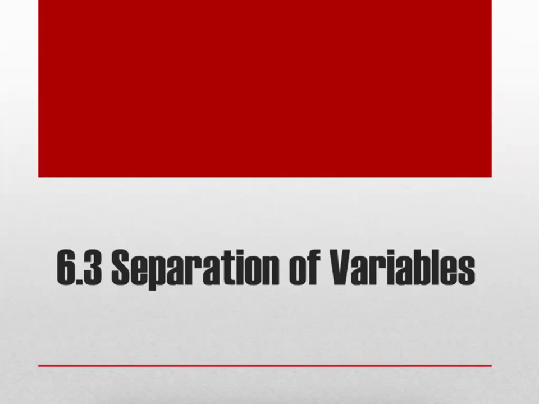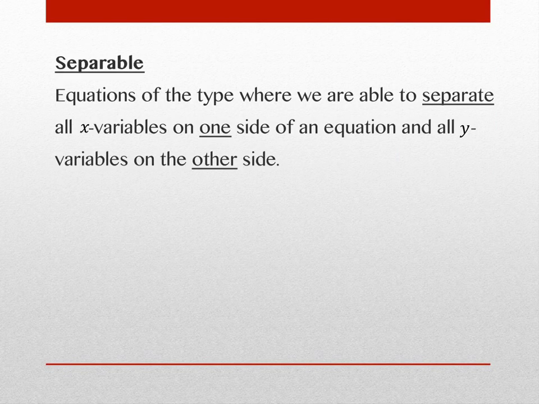All right, section 6.3, we're taking a look at something called separation of variables. There are some types of equations where we're able to separate the x's and y's. These equations are called separable. So we can separate all the x parts on one side, all the y parts on the other side, and we're able to do some sort of integration, typically speaking, and then finish the problem.